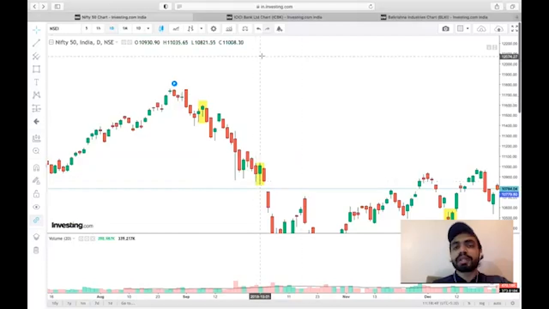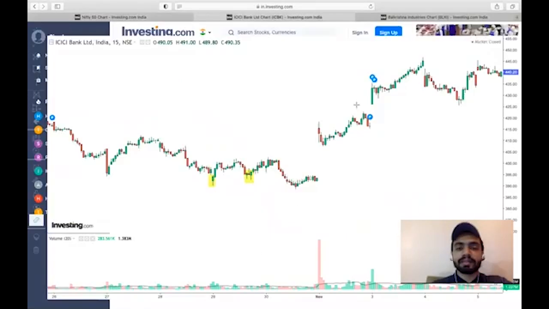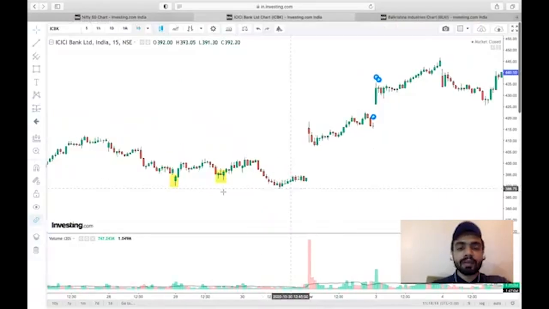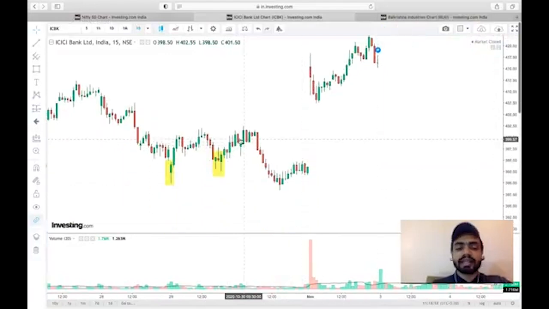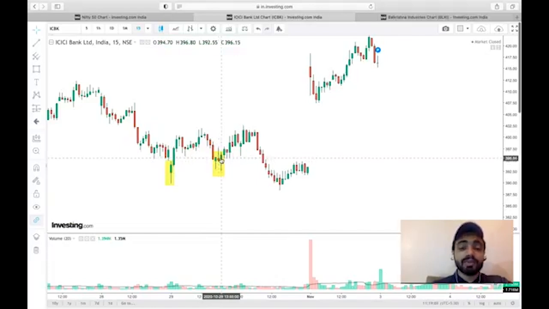So let's quickly cover a few more examples. So let's take ICICI Bank. In this case, there is an existing downtrend. There's an inverted hammer followed by a confirmation. But now again, take note that this has ended up creating a bullish engulfing pattern.